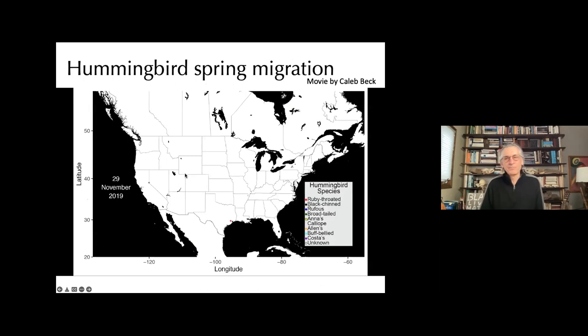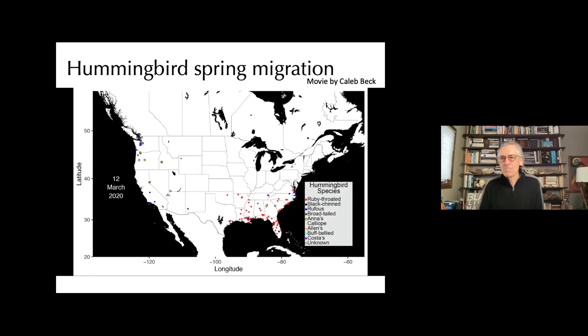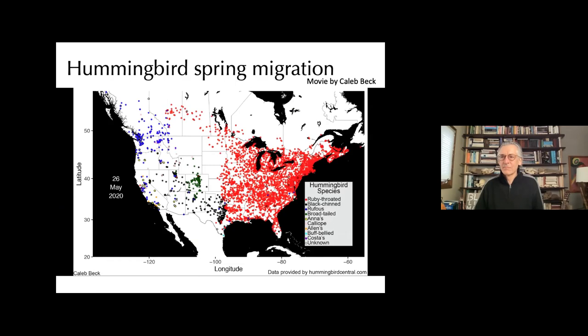There's a movie of hummingbird migration up north from the South in the springtime made by Caleb Beck. So here we go, here, January. You can see the red dots here are ruby-throateds, and the black dots here are going to be black-chinned. One March, 15 March, first of April, first of May, end of May. So this is northward migration. It's the southern migration in the east, however, that's really important, because that's when cardinal flower is being pollinated.